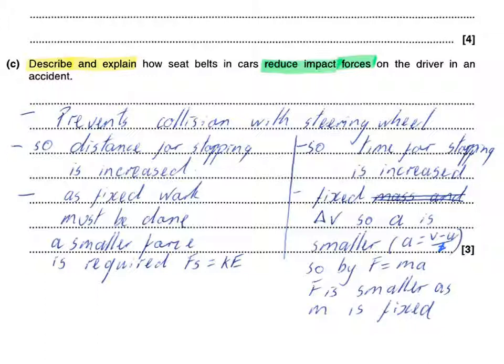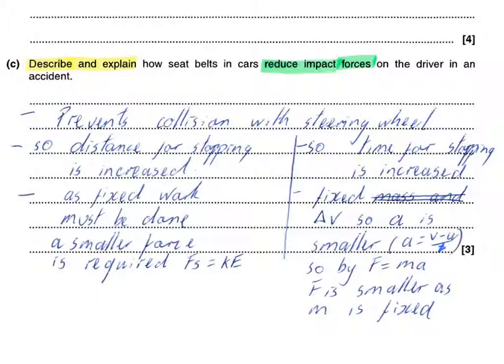So the key thing here is the explain, really. The describe isn't saying a great deal because we're told it's a reduction, so there's nothing much to do in the description, so we've got to explain that. So what's going on is preventing collision with the steering wheel. Maybe that's what they were thinking of with the describing. Everything else, we're going to talk about how it's reducing the force, so we've got to talk about what it's reducing that force compared to. So simply we've got to describe how it's going to reduce the force compared with colliding with the steering wheel, with the dashboard, with the windscreen, those other possibilities.